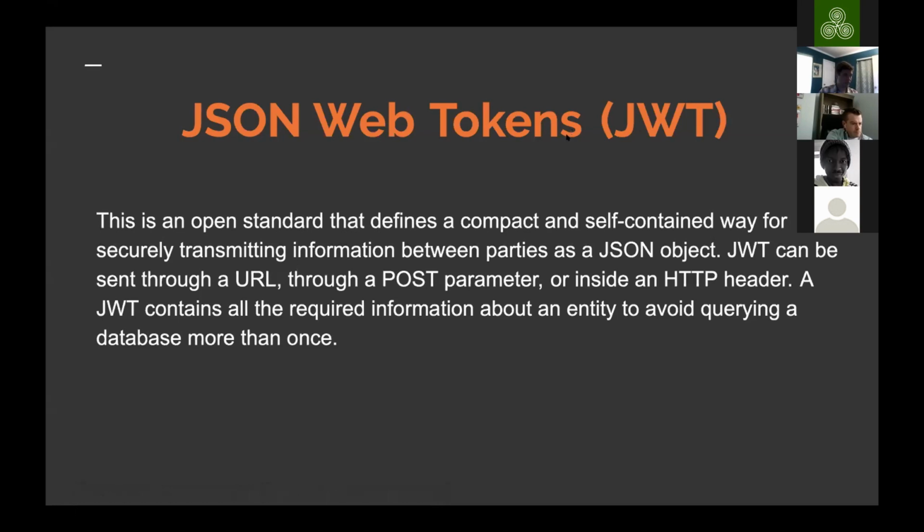Let's go over to another part, which is JSON Web Tokens. The JSON Web Token is an open standard that defines a compact and self-contained way for securely transmitting information between parties as a JSON object. JSON Web Tokens can be sent through a URL, through a post parameter, or inside the HTTP header. A JSON Web Token contains all the required information about an entity to avoid querying a database more than once.